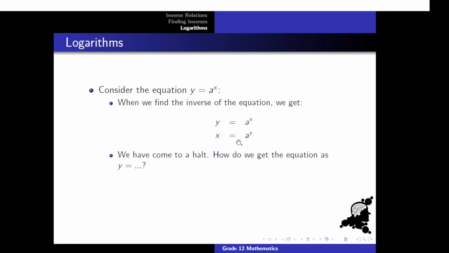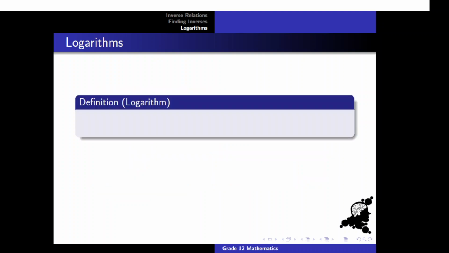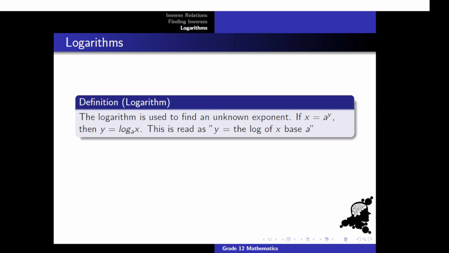Now the question is, how do we get the equation in the form y is equal to something? How do we take the exponent of y and bring it to the other side? Well, this is where we need to use logarithms to find the inverse of an exponential graph. Let's look at this. So the definition of a logarithm, think of it this way: the logarithm is used to find an unknown exponent.